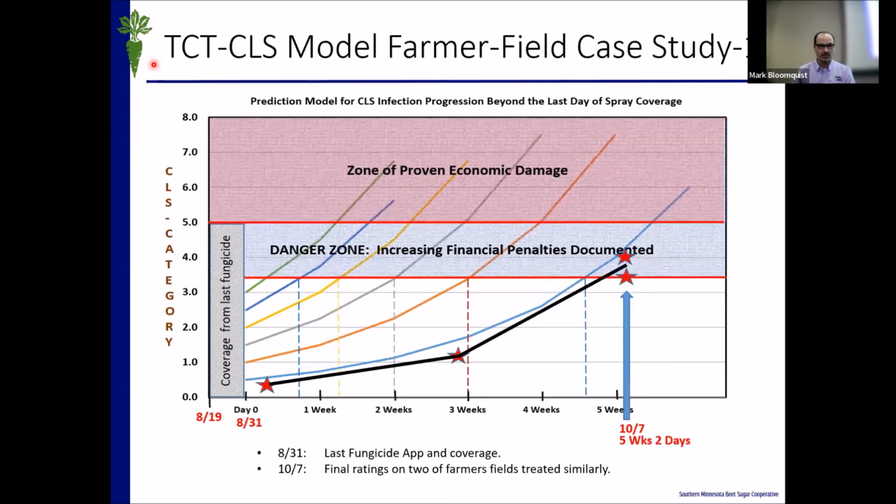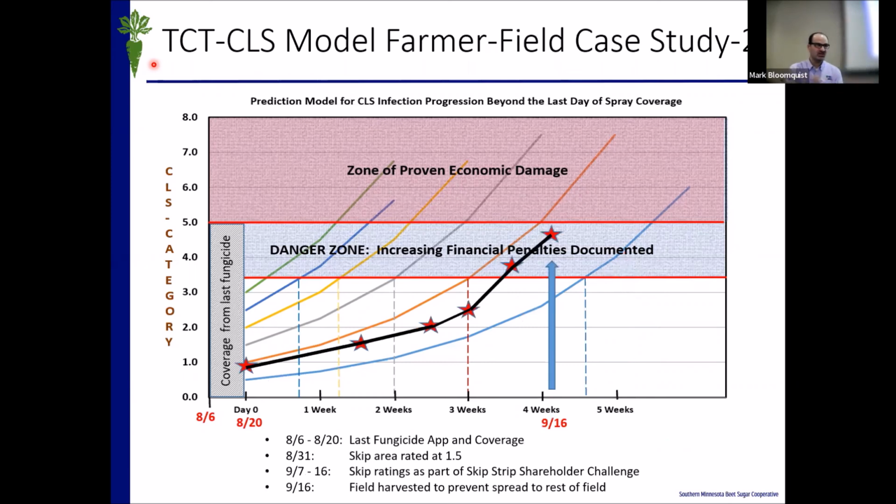If I take a look at a particular field that I was monitoring, and I started rating it right on the 31st of August, on the last day of coverage of their last fungicide, you would have expected it to progress with that blue line because it started at about a 0.5. The black line is the actual representation of the ratings that I gave it. So it looks to me like it followed the progression curve that we would have perhaps expected it to, not reaching that danger zone until the 7th of October.